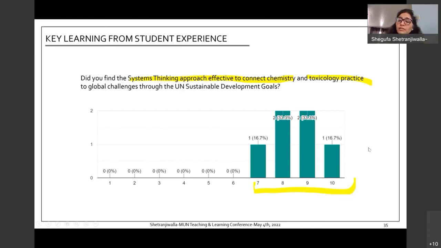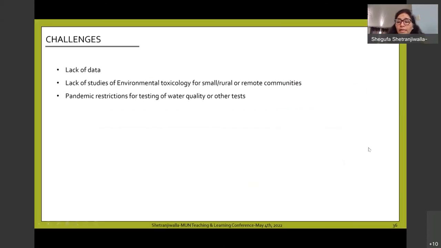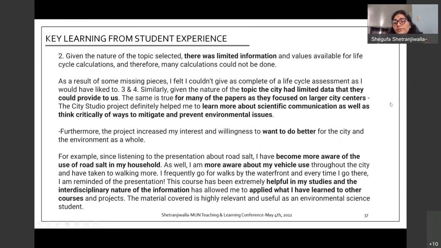I've already discussed the challenges that they faced, but I think we could make a change once we're back in person, do actual testing, and have a different group study orientation. I think that might be a better solution. Some of the things that I've already mentioned were highlighted in student feedback, that there was limited information, because the city had limited data. There were papers that focused on larger city centers, but not for a Corner Brook kind of population.